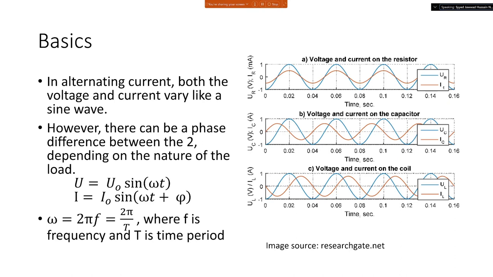Inside the equations, it's omega t. t is just the time, not time period, not some property. It's just real time. If you want to find the value at 5 seconds, you put 5 seconds. At 10 seconds, you put 10. 1 millisecond, 1 millisecond. So t is just the time at which you want to find the voltage.